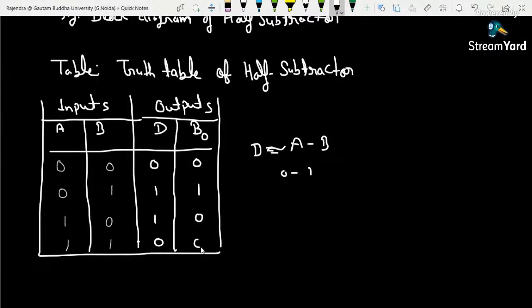Now at the last, we will design the circuit diagram. So for the D, you make it here. For difference, we will take an XOR gate, with A and B inputs, and the output will be the difference D. Another output is B not, that means borrow. So here we'll take an AND gate, and this A bar, this A line is connected first to a NOT gate, and this goes to the AND gate input. Now this B line is connected here, and this is the output B not.